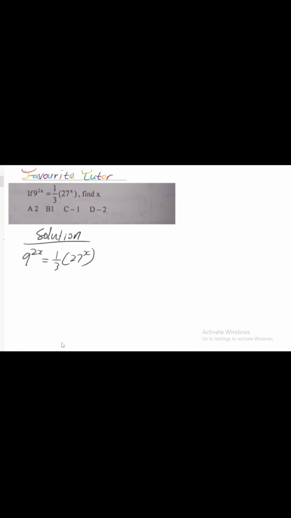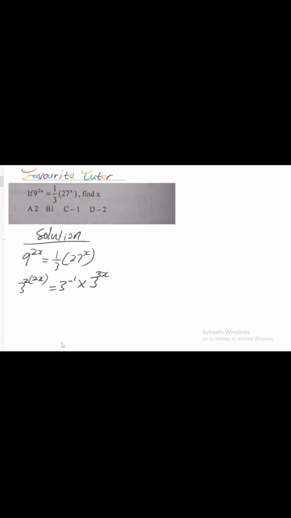So 9 is 3 raised to the power of 2. Then the power right here is 2x. So this equals 1 over 3. 1 over 3 is the same as 3 raised to the power of minus 1. Then times 27. 27 in index notation is 3 raised to the power of 3. So we have x right there.